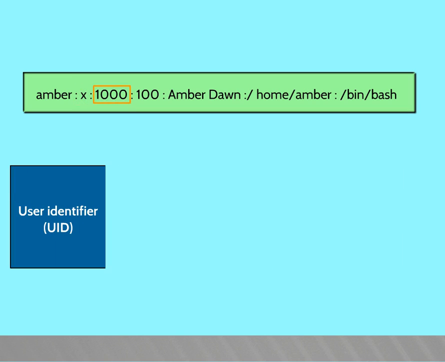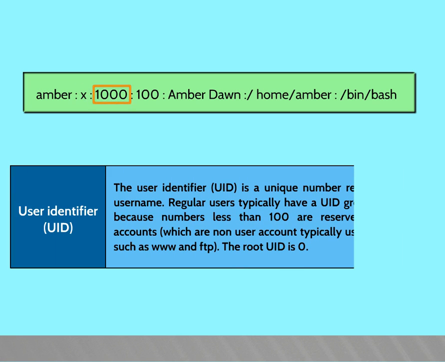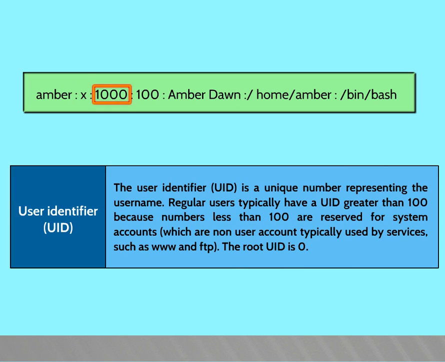User identifier, that is UID. The user identifier, that is UID, is a unique number representing the username. Regular users typically have a UID greater than 100 because numbers less than 100 are reserved for system accounts, which are non-user accounts typically used by services such as www and FTP. The root UID is 0.